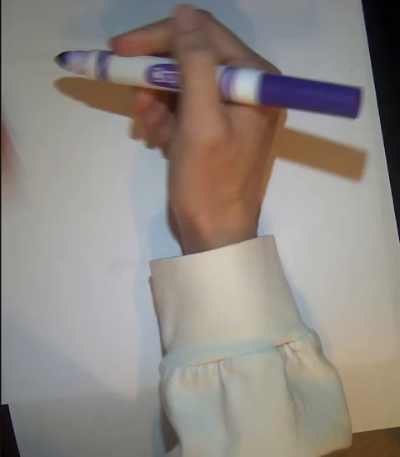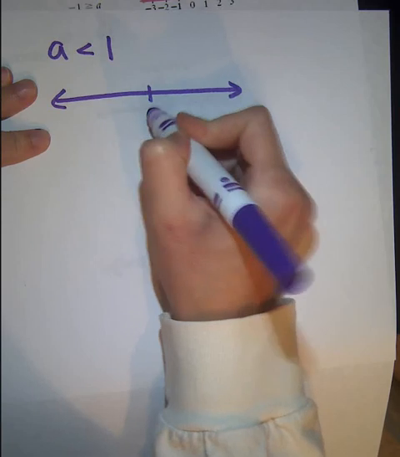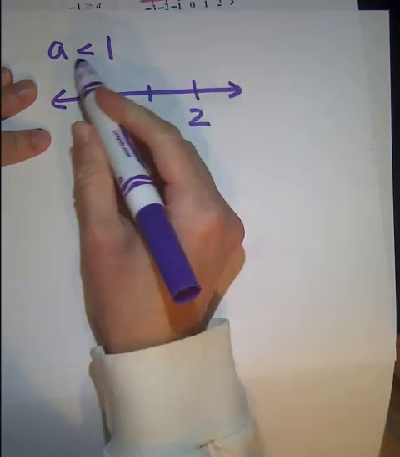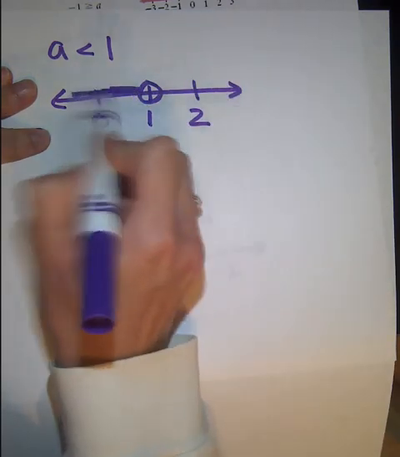Okay, we are going to check Quick Check 3. My first one is A. Let me move that so you can see it. A is less than 1. So here's my number line. I've got 1 on there, and I'll put a 0 and a 2. This is not equal to, so it's an open circle, and it's less than, so you shade all the numbers less than.